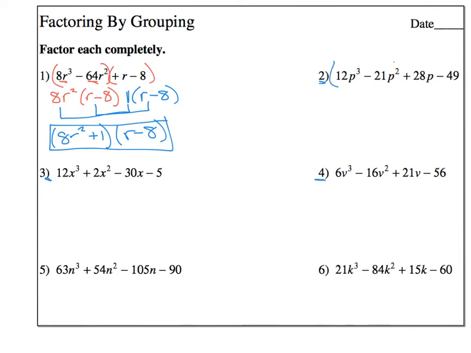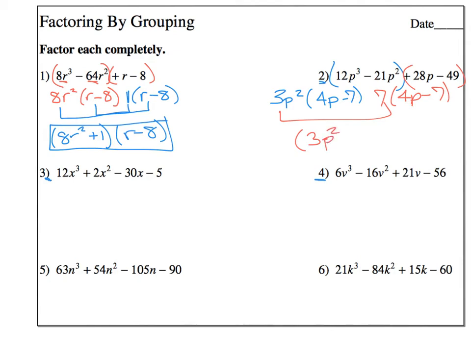All right, so I'm going to factor out a 3p squared out of each of these terms. And that leaves me with 4p minus 7. All right, and then here I'm going to factor out a 7, and that leaves me with 4p minus 7 again. So these are going to go together. So I have 3p squared plus 7, and then 4p minus 7.